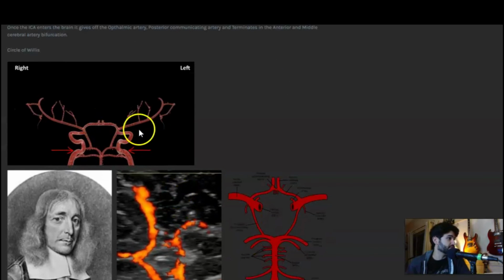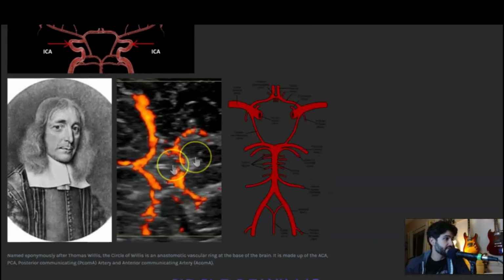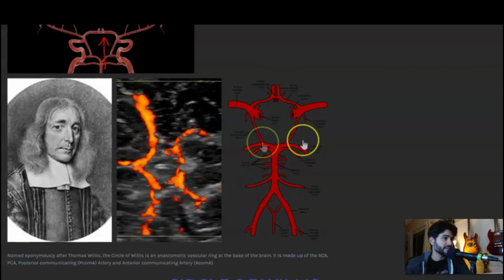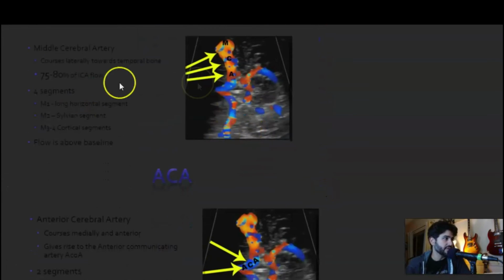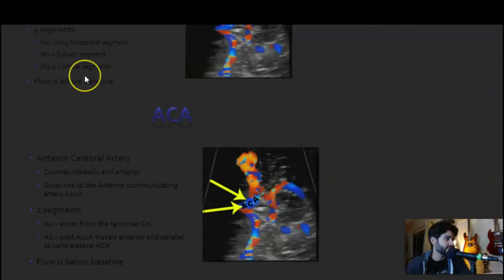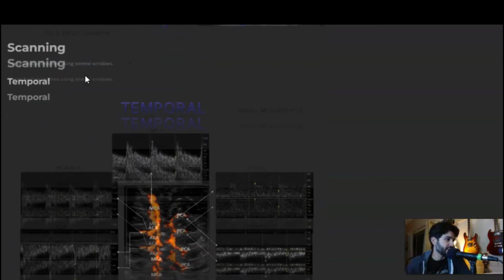A nice little animation of the cerebrovascular arteries. OG Thomas Willis, who the circle of Willis is named after. Here's a power Doppler of the circle of Willis. Another diagram. So lots of anatomy. Then I go over all the different vessels and the segments and how much of the ICA flow each receives. So it's a pretty in-depth article.